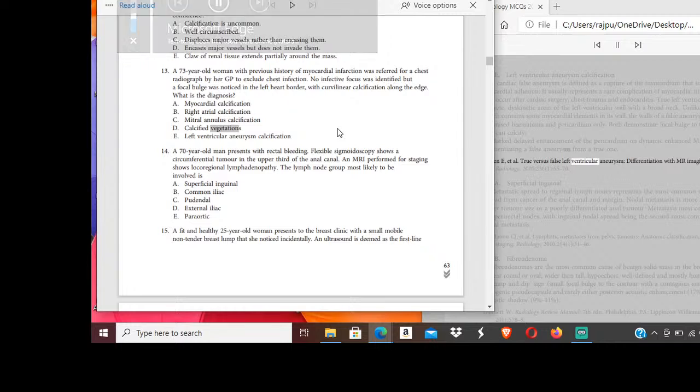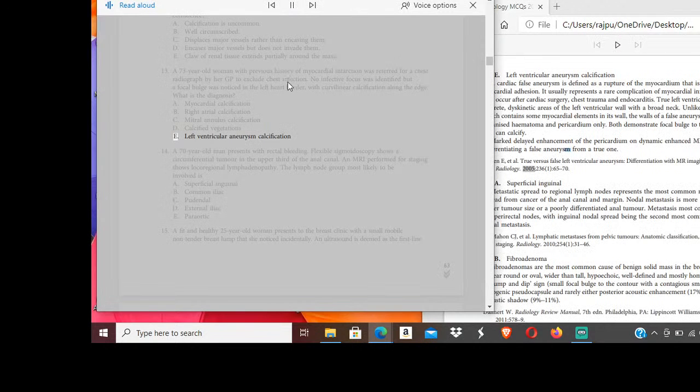Conan E, et al. True versus false left ventricular aneurysm, differentiation with MR imaging, initial experience. Radiology. 2000. Answer: E, left ventricular aneurysm calcification.